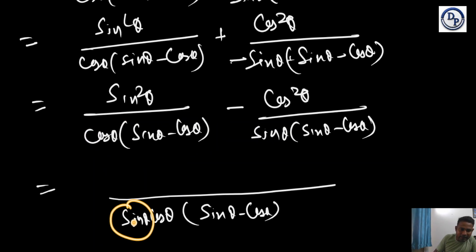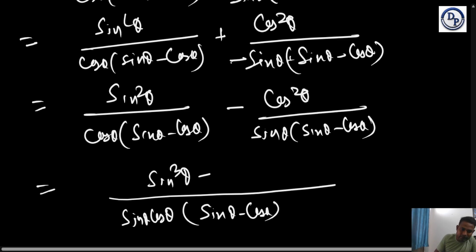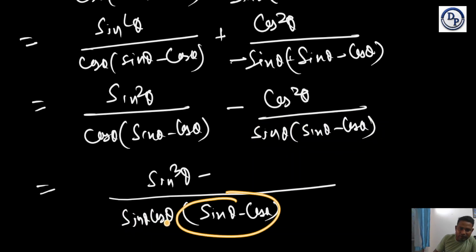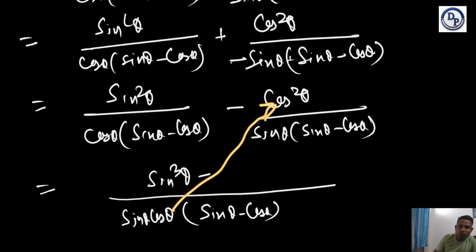Okay, so sin theta when it goes in the numerator makes this sin cube theta, like this. Similarly here as well, we have this sin theta and sin theta minus cos theta present here. This is the presence of these two, and we are left with only cos theta after division. So cos theta when it goes here makes it cos cube theta.